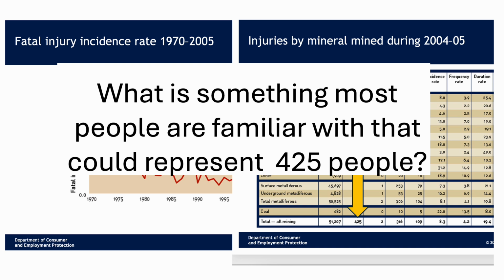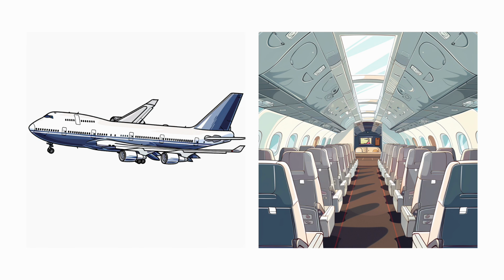So the number you see here is 425. So what is something that most people are familiar with that could represent 425 people? So instead of saying 425 people are injured, what could you substitute that with? How about an airplane? Depending on the configuration, a Boeing 747 and a 777 have about that same number of people. They hold about 425 people. So when you're talking about 425 people hurt, you could say, imagine every single person on a Boeing 747 having an injury.